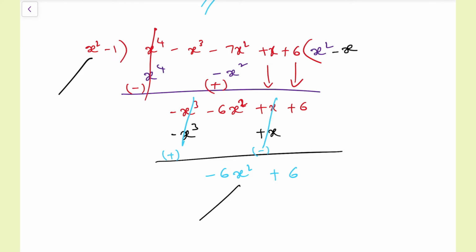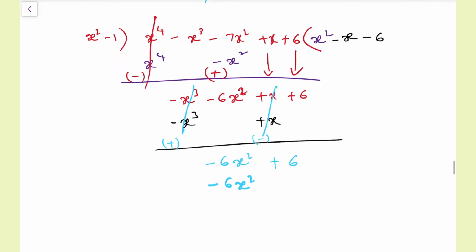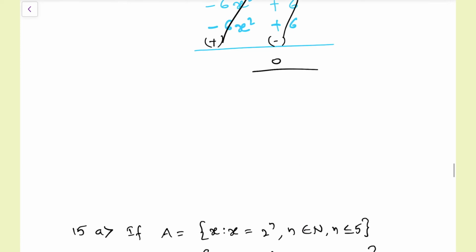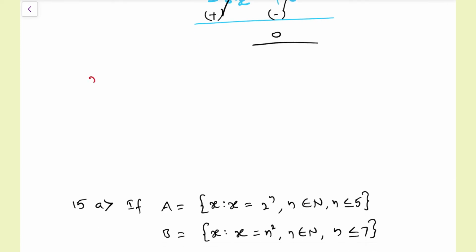So we will get minus 6x square, that is minus 6. X square into minus 6 is minus 6x square, minus 1 into minus 6 is plus 6. If you do subtraction, minus becomes plus, plus becomes minus. This one cancels, this one cancels. So the remainder is 0. So now pick the polynomial which we got in the quotient, that is x square minus x minus 6.